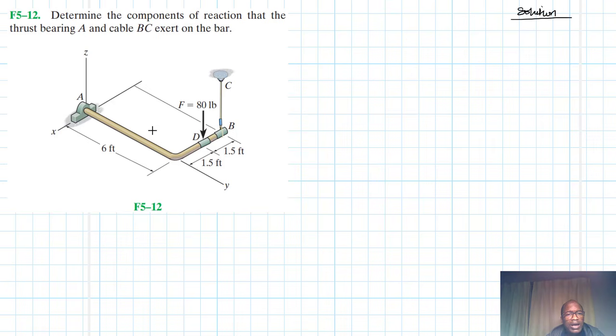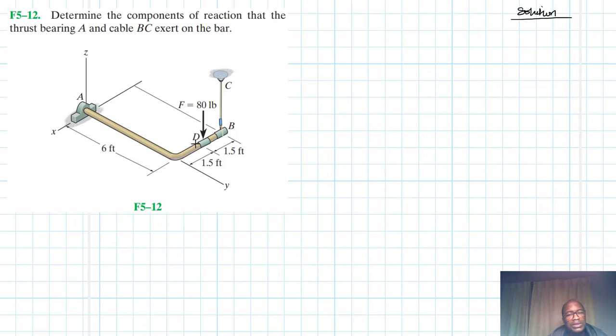But because we don't have additional supports elsewhere, we only have this cable which is exerting some tension force at B. So we cannot consider this as a support, right? And because we don't have supports on this particular structure, we expect the moments to exist about the z-axis as well as about the x-axis.